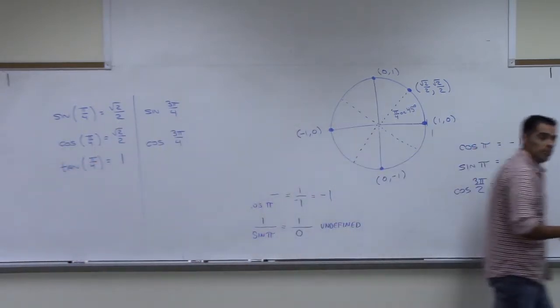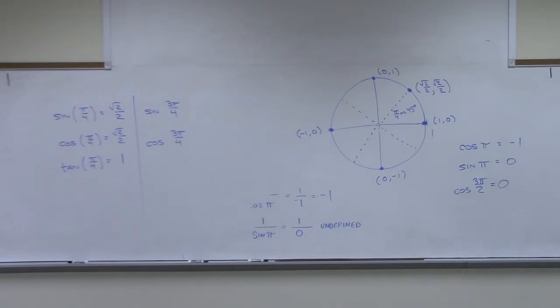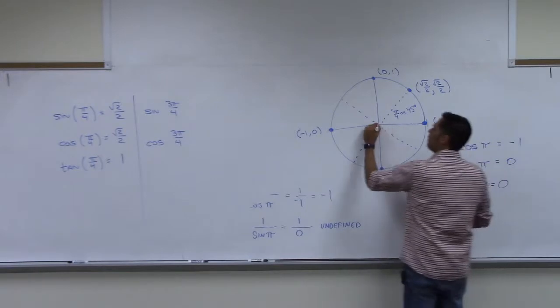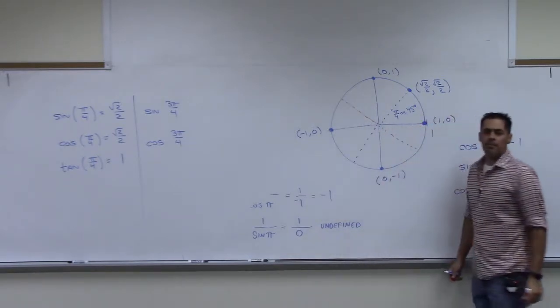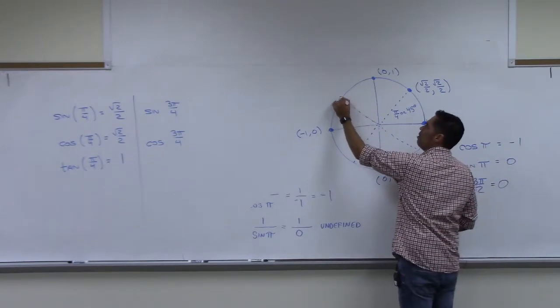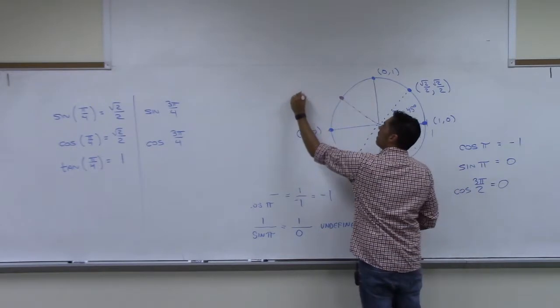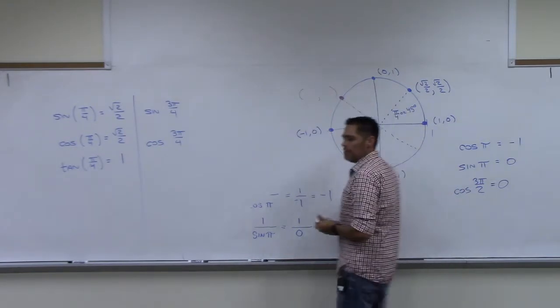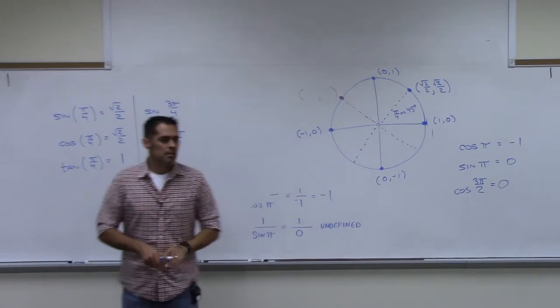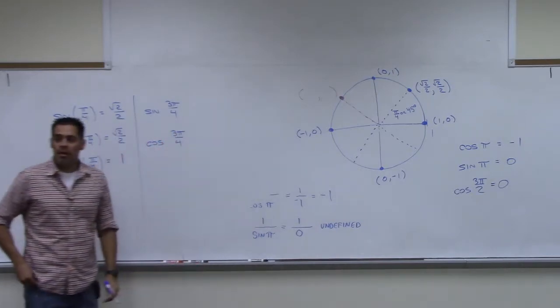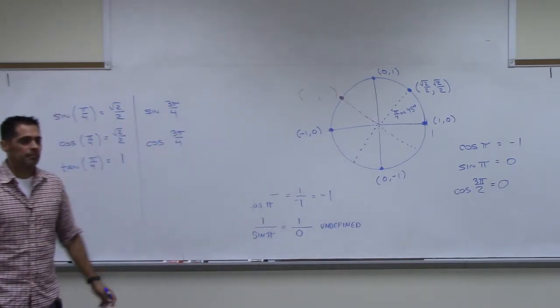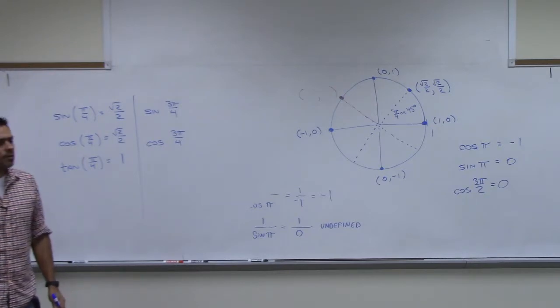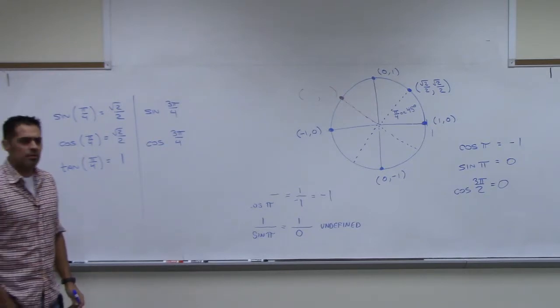Let me grab this marker. We're all over here, right? That's what I'm talking about? So we would need to know what the x and the y coordinates are, right? What are they? Negative root 2 over 2 and root 2 over 2. Why is it negative root 2 over 2 and root 2 over 2?